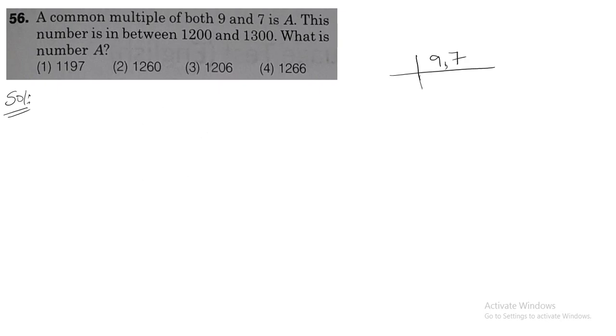So what is the LCM of 9 and 7? Here I can take 3 tables, so 3 3s, and here 7 is as it is. Since these two are co-primes, the product of those two numbers is the LCM. So the LCM of 9 comma 7 is nothing but the product of those two numbers. So 9 into 7 is nothing but 63.